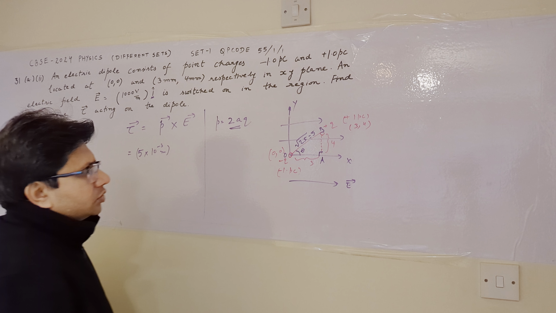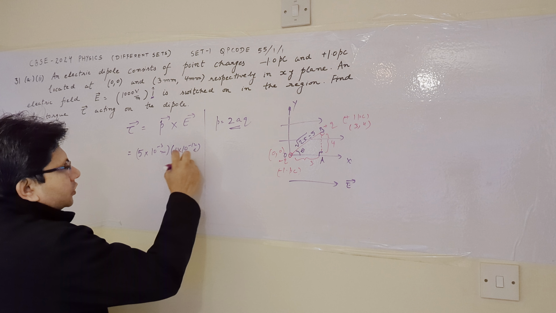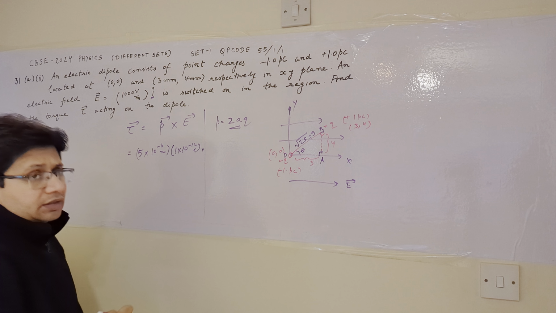q is the charge, which is given as 1 picocoulomb, which is 1 into 10 to the power minus 12 coulombs. So this is 2aq, which is P. And then we multiply by E, the electric field. The magnitude of the electric field is 1000 volt per meter, which is in SI units, so we need not change this expression. And into sine theta, since P cross E means PE sine theta.